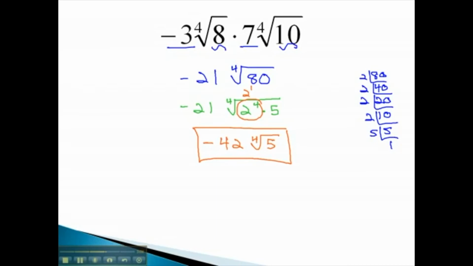When multiplying, we multiply the outside numbers, keeping them outside, and the numbers inside the radical, and keep them inside the radical.